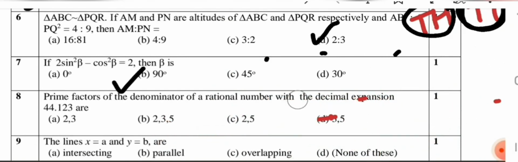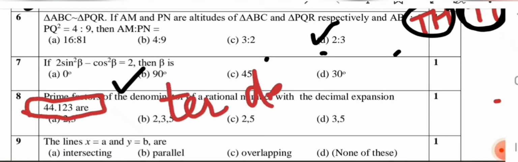Now let's move to the next question. Question 8. It says prime factors of denominator of a rational number with decimal expansion this are. Now it's a simple mental ability based question. You don't have to solve anything in this. We know that if we look at this number, it has terminating decimal expansion. It doesn't have any repeating decimal. It's a terminating decimal expansion.